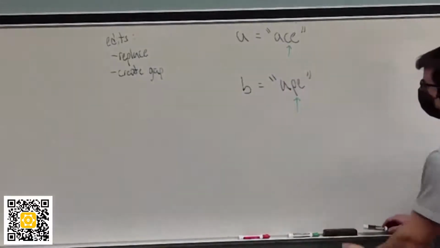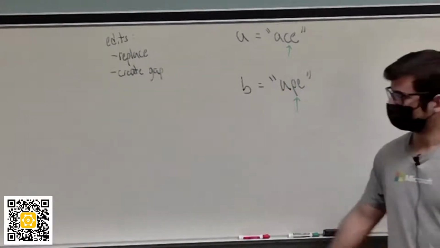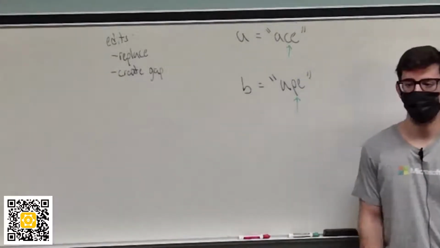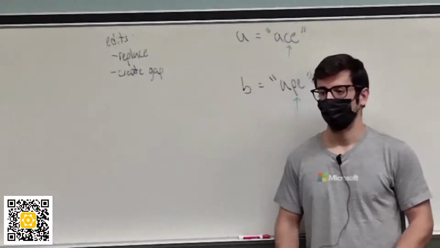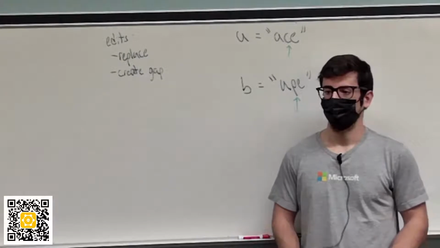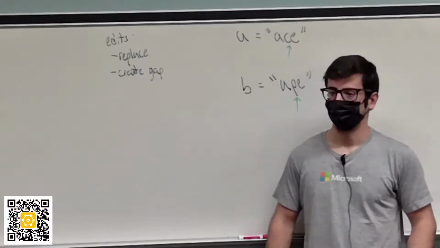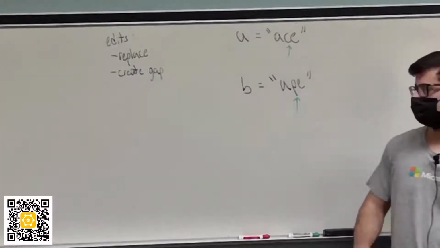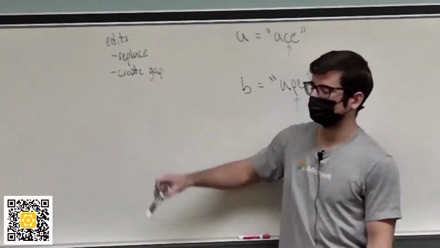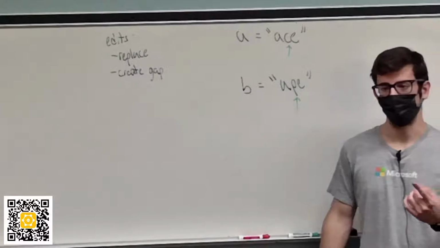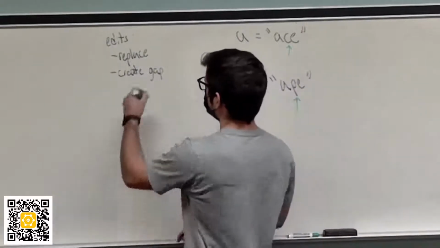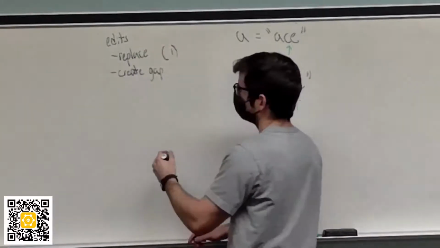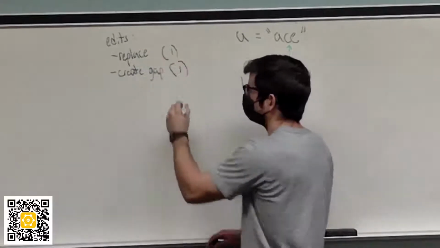Okay, so let's go back to this scenario when they're not equal to each other. Do we know what type of edit we want to make? Can we just try all the different possible edits and take the minimum of them and add the cost as well? Exactly. So one key thing here is that every single type of edit has a cost of 1. So if we replace it, that's going to cost us 1. And if we create a gap, that's going to cost us 1.